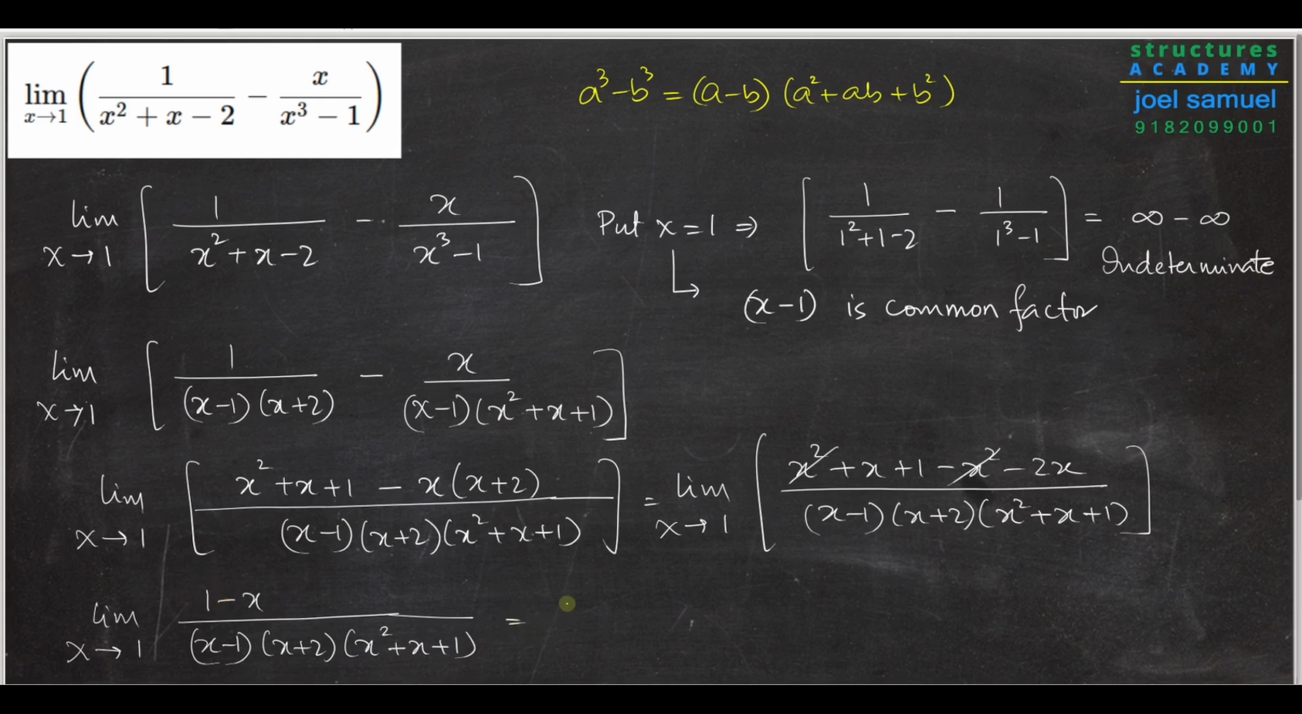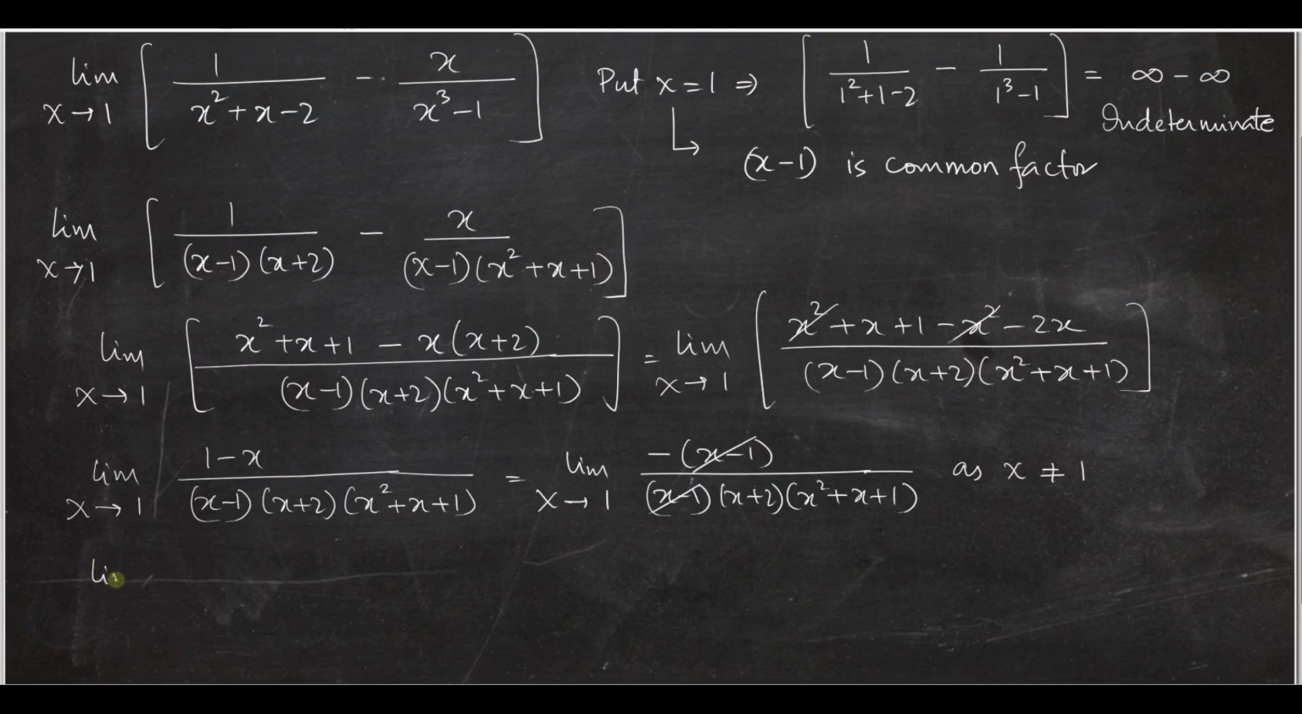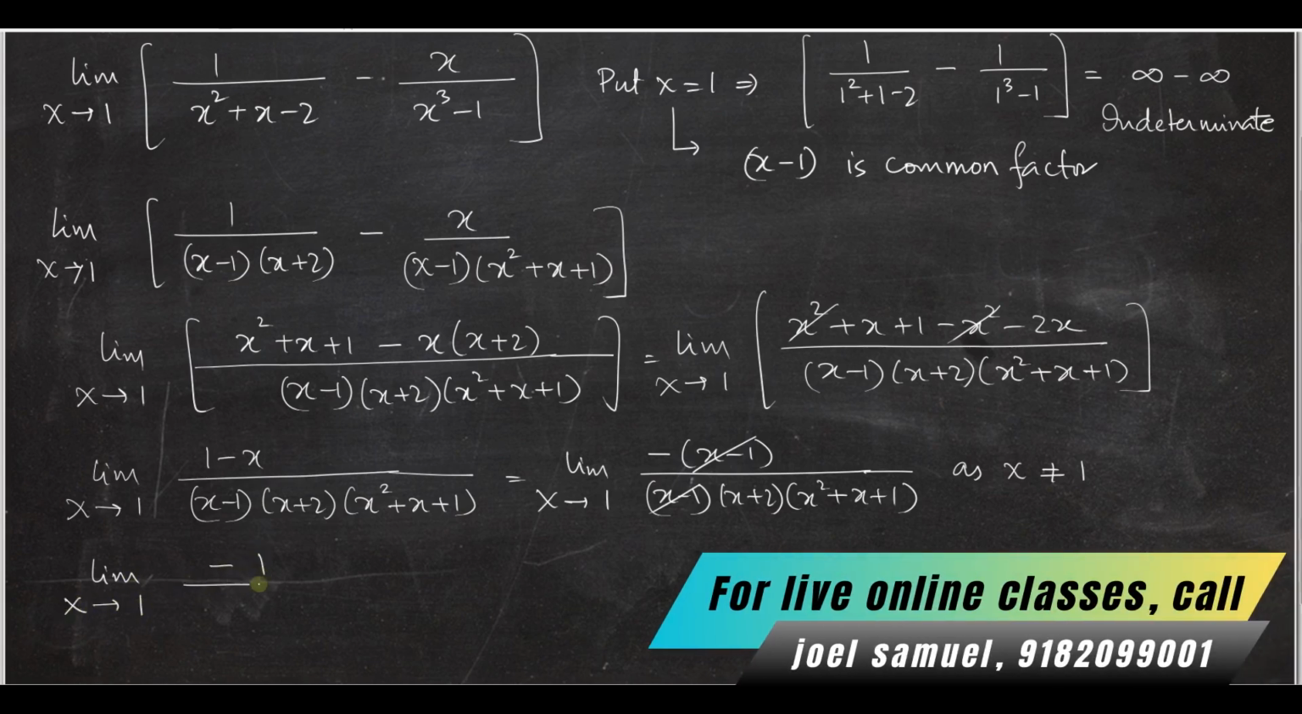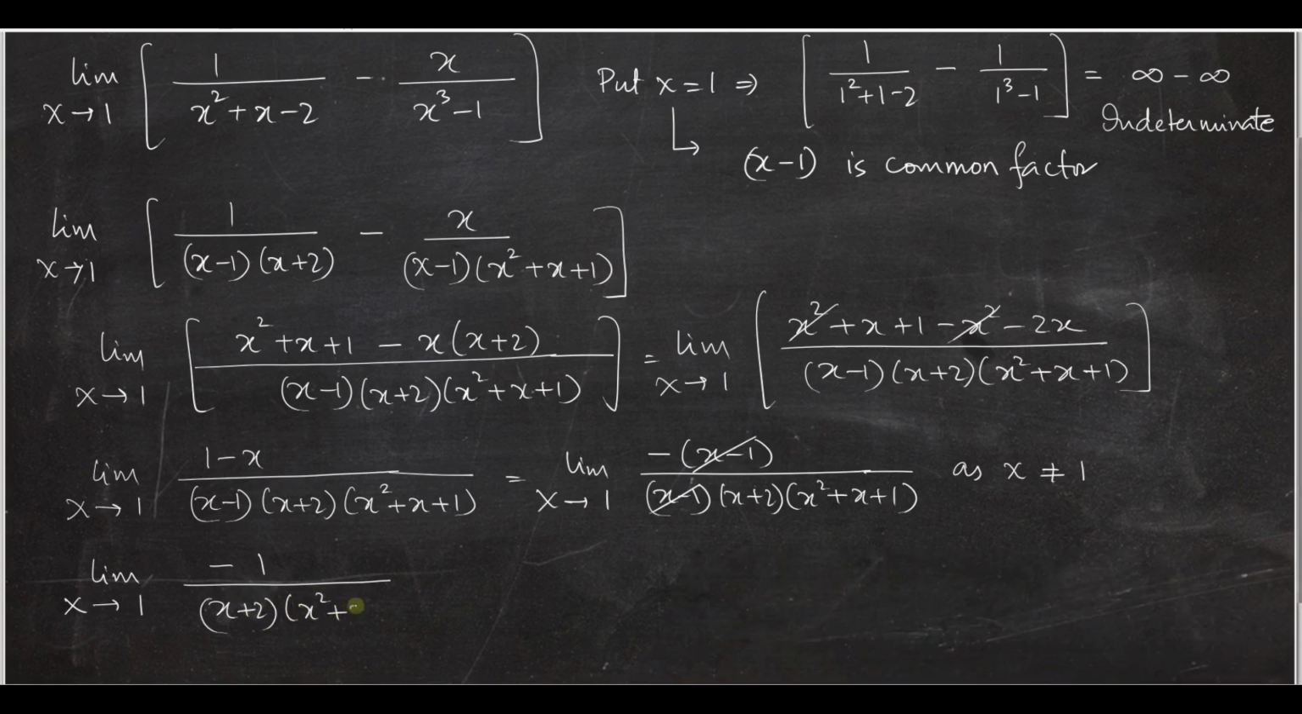So this becomes the limit as x approaches 1. I'm taking minus common, so I can write x minus 1 here, and then I have x minus 1, x plus 2, x square plus x plus 1 in the denominator. Now I can safely cancel these two, as I declare x can never be equal to 1. So what I'm left with is, as limit of x approaches 1, minus 1 divided by x plus 2 multiplied by x square plus x plus 1.